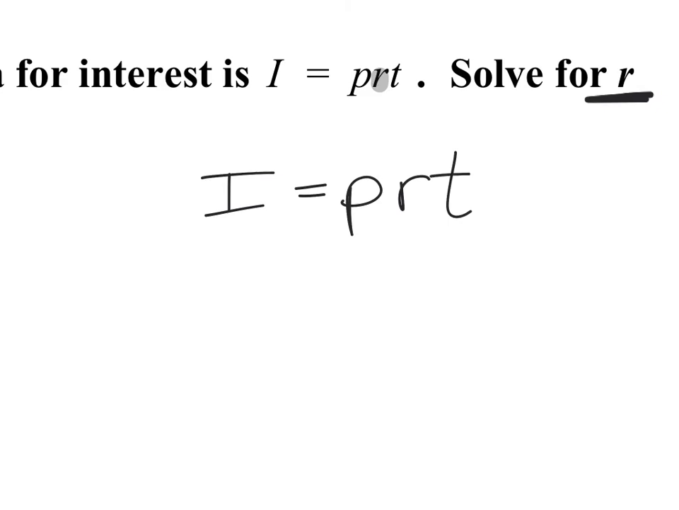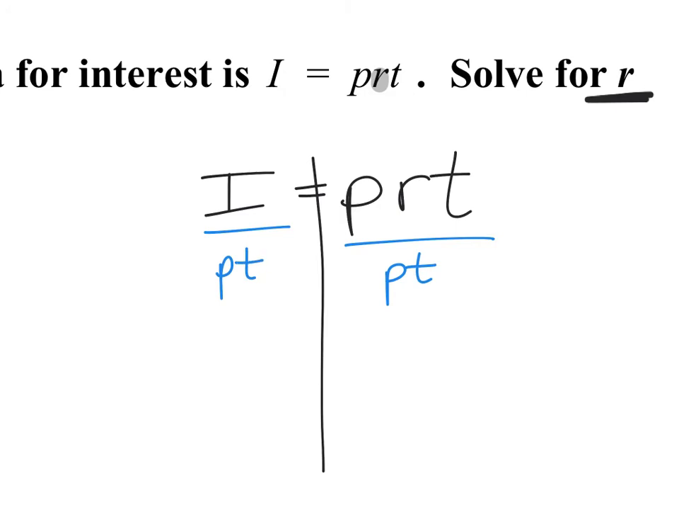On the right-hand side, all you have is a bunch of multiplication. To undo multiplication, you divide. So I can divide by both P and T on both sides, which cancels out that multiplication. So you're actually done. I divided by PT is R. Finished. Because R is by itself and everything else that we don't want to see is on the other side.